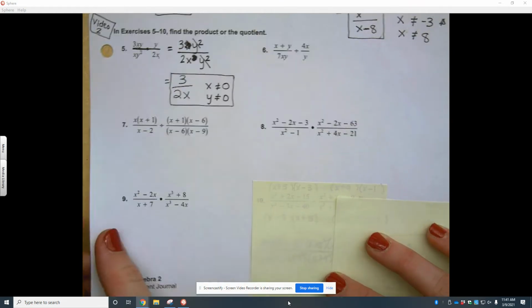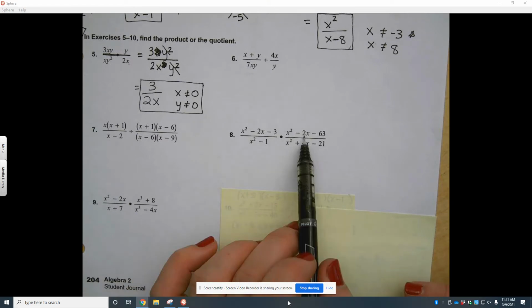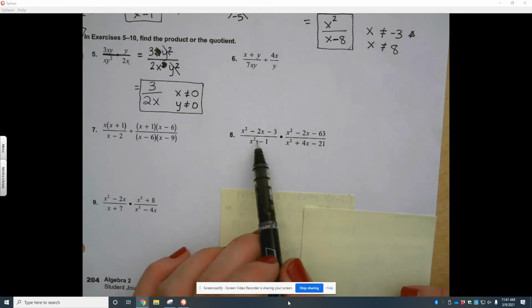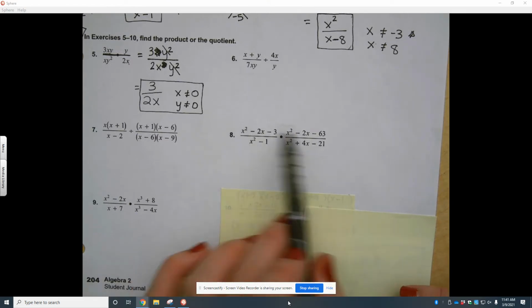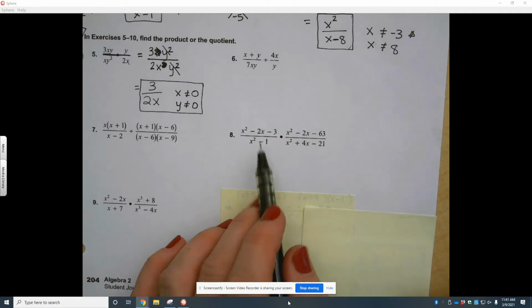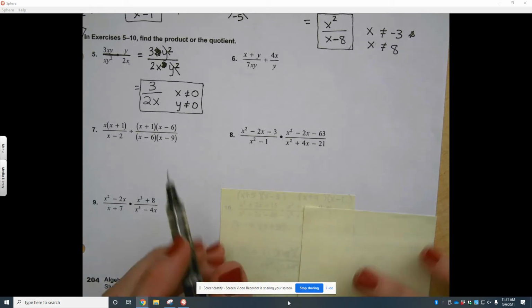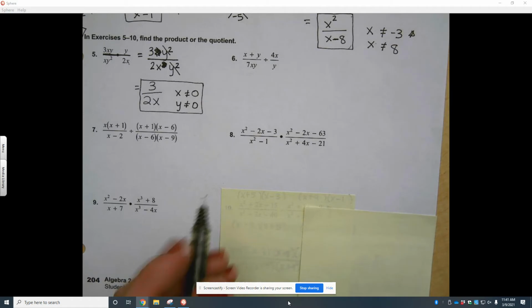We're going to move down to 8, and then we'll come back to all the division ones. So 8 is another multiplication or product one. Instead of multiplying these polynomials together, we're actually going to just factor them separately, because if I put them all together, that's going to be not fun to reduce in order to cross things out. So this is adding and subtracting stuff in here, so I need to make sure that I'm factoring everything out.